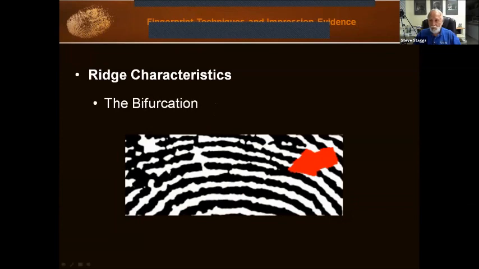The second characteristic is the bifurcation. This is the point where a ridge divides. As with the ending ridge, differences in inking of known prints and development of latent prints can slightly affect or alter their appearance.